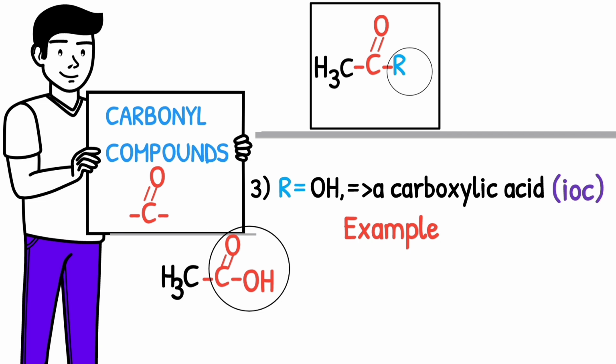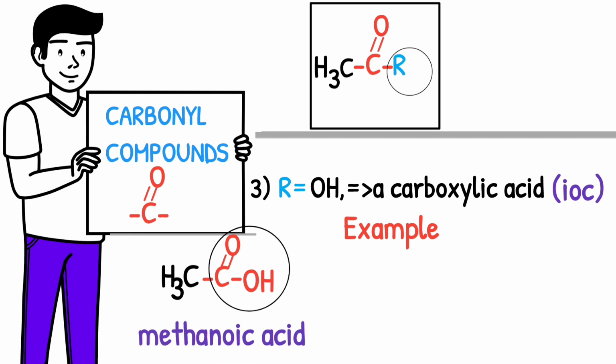Now, how many carbon atoms do we have? When counting the number of carbon atoms, we start with the carbon atom carrying the functional group, which is carbon 1, and then we proceed to the methyl carbon, which is carbon 2. When we look at this compound, we see that we have 2 carbon atoms. So 2 carbon atoms is ethane. And since it is not an alkane but a carboxylic acid, it will be ethanoic acid. So this compound is ethanoic acid.